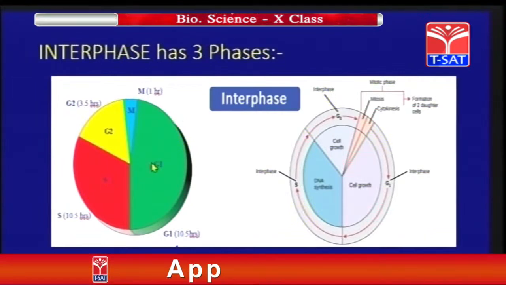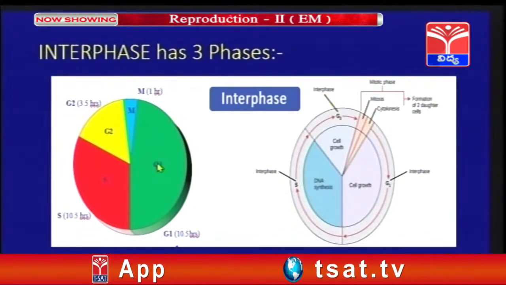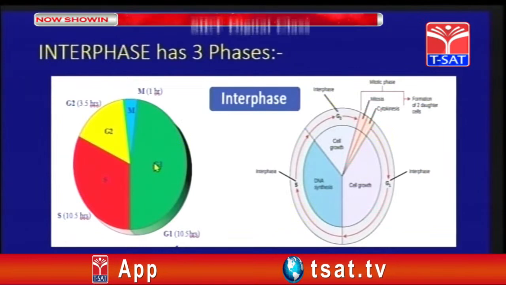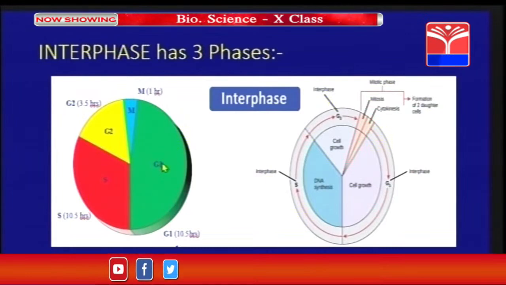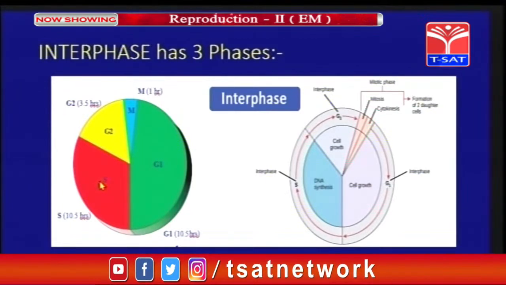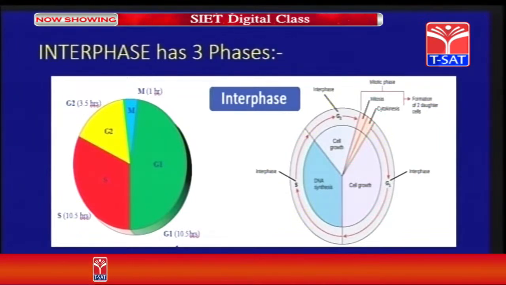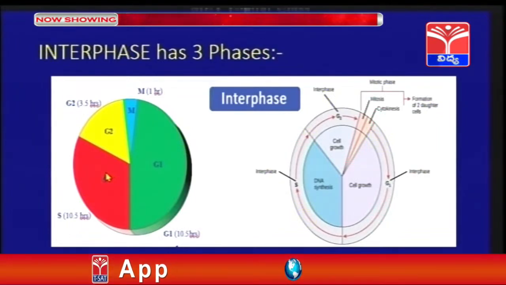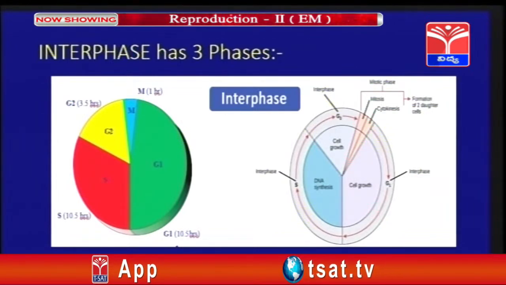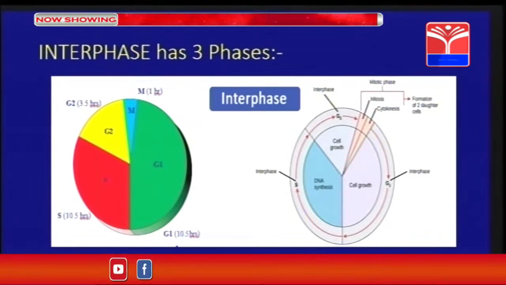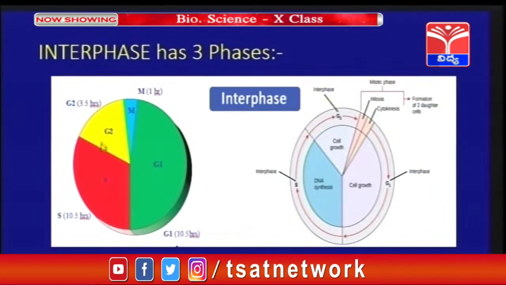That is, in G1 phase the initiation of the DNA synthesis will take place, and you know that the cell will grow in size, the cell will enlarge in size. In S phase, major synthesis of the DNA will take place. We can say that S phase is nothing but the DNA synthesis phase. Next is the G2 phase. In G2 phase, the DNA synthesis will come to an end, and this also shows the end of the interphase and the beginning of the mitotic stage.